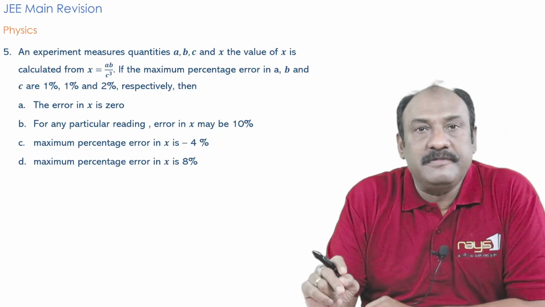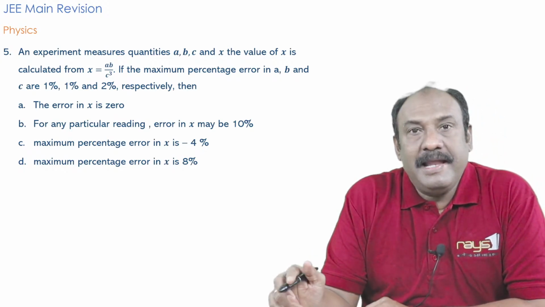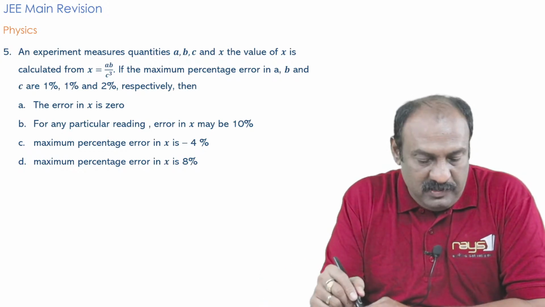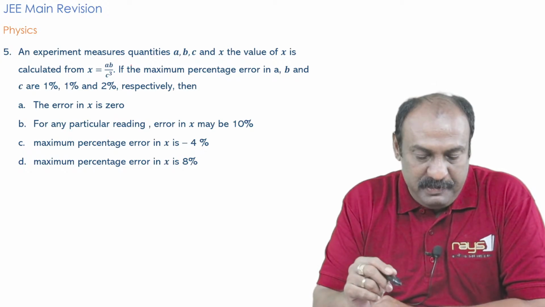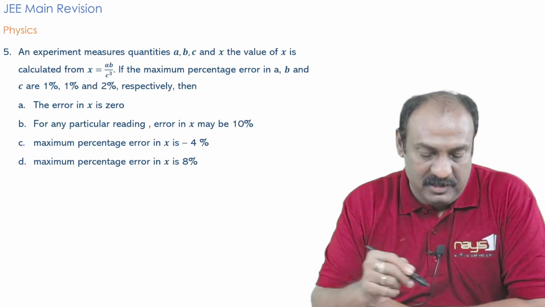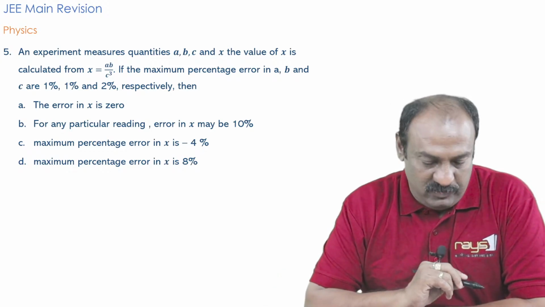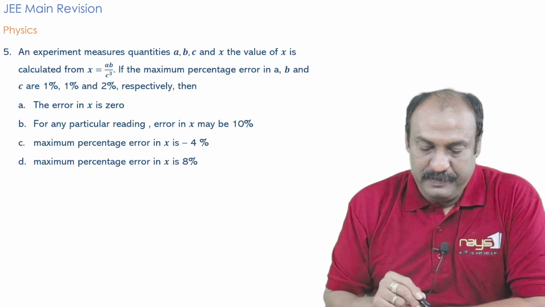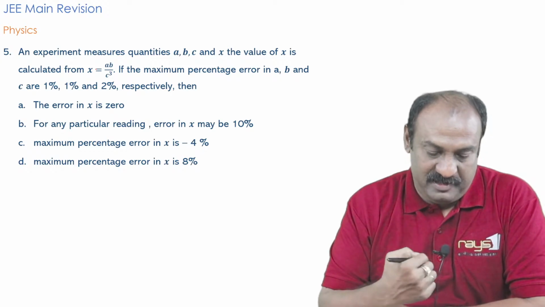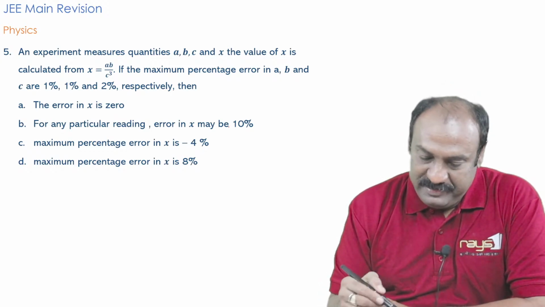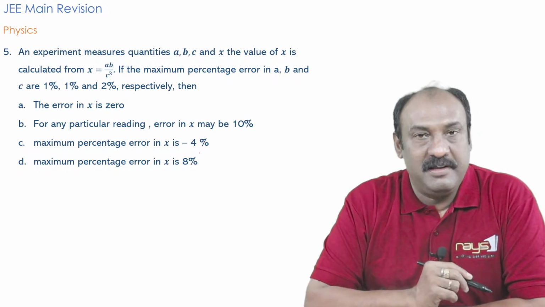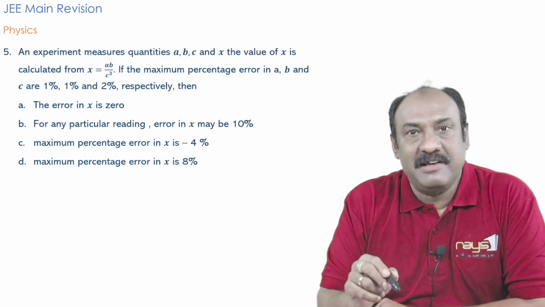Question number 5. An experiment measures quantities A, B, C and x is the value calculated by the relation AB by C cube. If the maximum percentage of error in A, B, C are 1, 1 and 2% respectively, then the maximum percentage of error in x is to be calculated. See the options here: error in x may be 10, error in x may be minus 4%, error in x may be 8%, like that in the options. So you have to calculate the percentage of error in x.